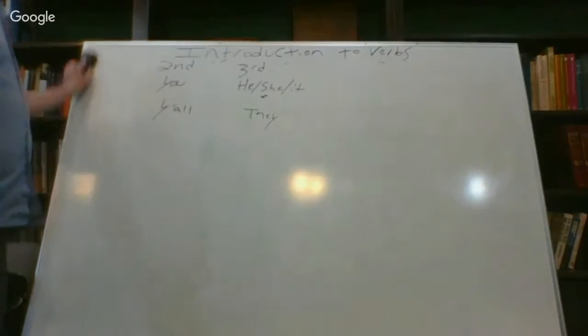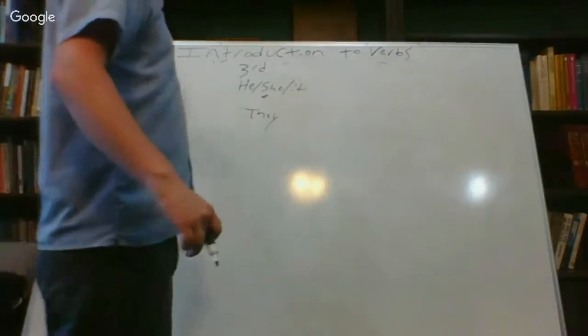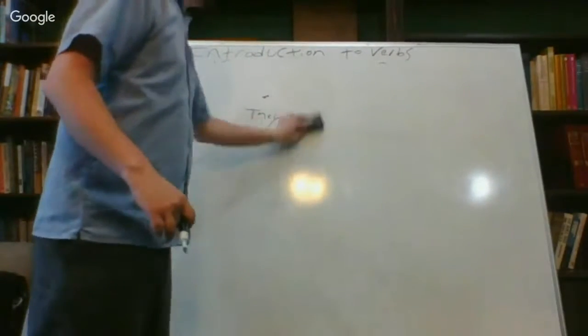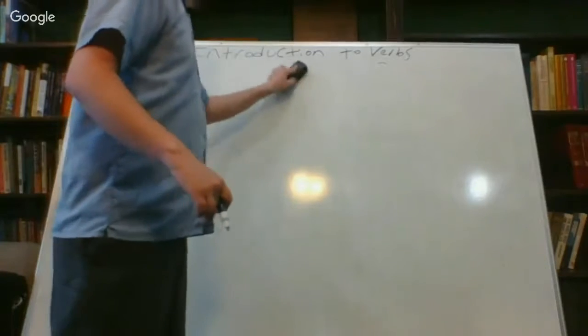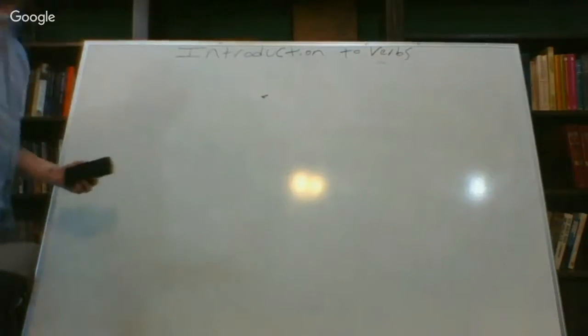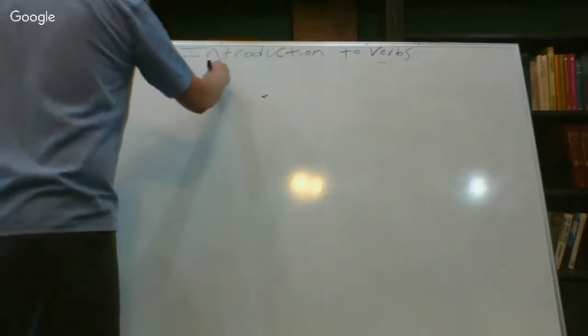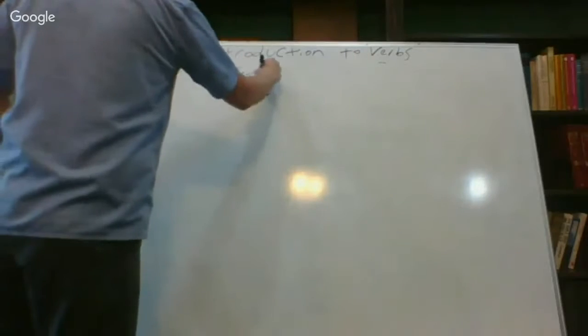time is very important as far as verbs go. It tells us something about what's going on. So in English, we talk in the past and in the present and in the future.